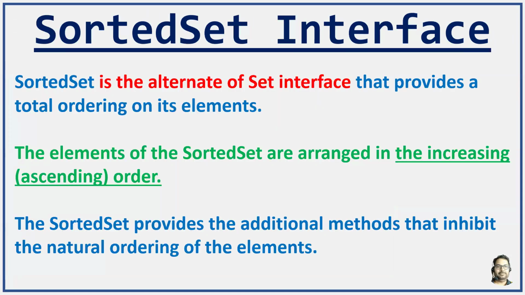Now, the SortedSet interface. SortedSet is an alternative of the set interface that provides a total ordering on its elements. Like I told you, by default set does not maintain the order, but if you want to maintain the order, then you can go with the SortedSet interface. The elements of the SortedSet are arranged in increasing ascending order. The SortedSet provides additional methods in which the natural ordering of the elements is used.